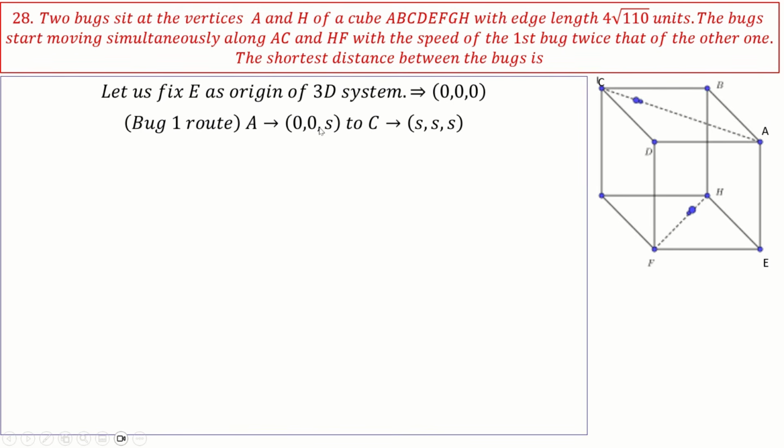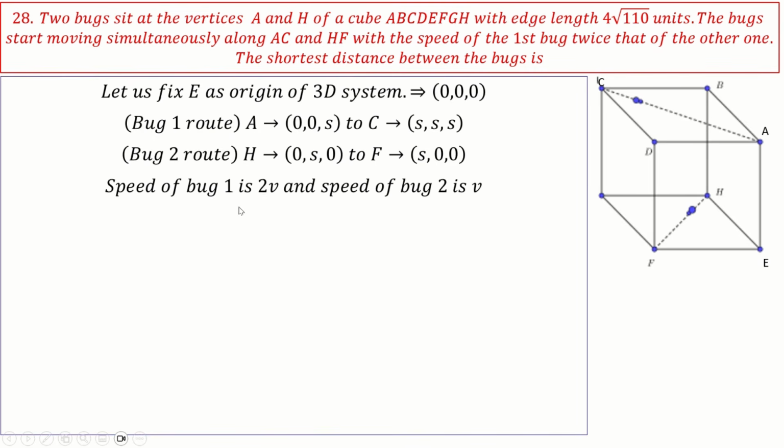What is S? S is nothing but the side of the cube, which is 4 square root of 110. I'm just denoting it with a variable, that's all. The route of bug 2 starts at H, which is (0, S, 0), because this is the Y coordinate, X, Y, Z, towards X, that is (S, 0, 0). Now we know that bug 1 is moving at 2v speed and bug 2 is moving at v speed.